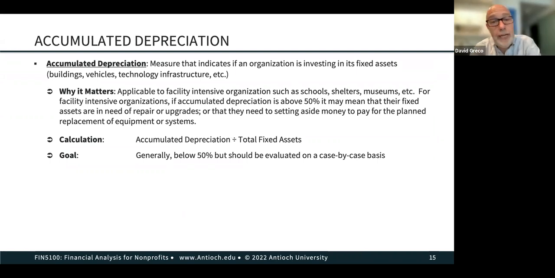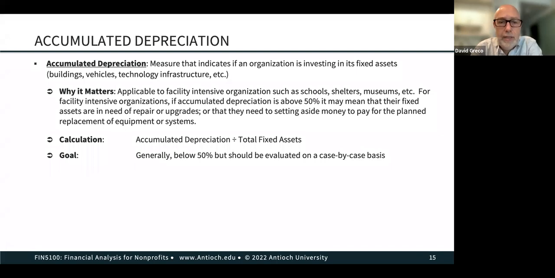Accumulated depreciation. This is important for big facility-intensive organizations. And really what you're trying to figure out is how much wear and tear is on all of our buildings and facilities. And are they aging? And are we deferring maintenance on this?